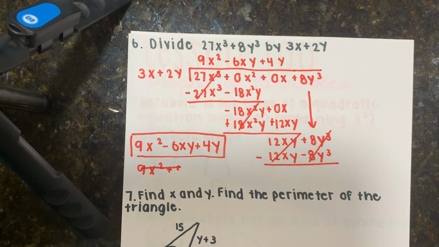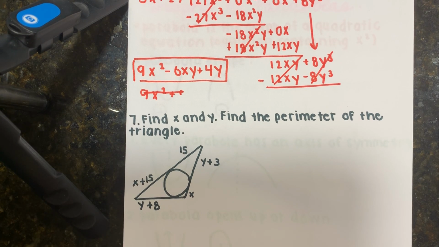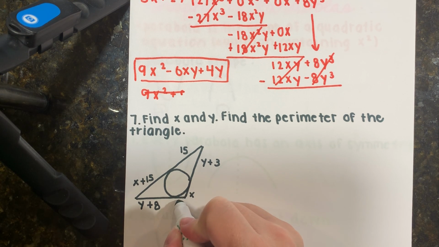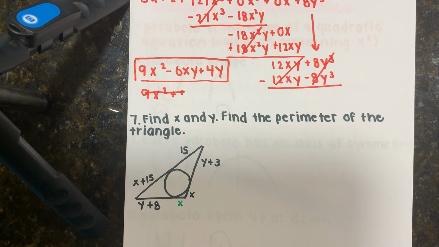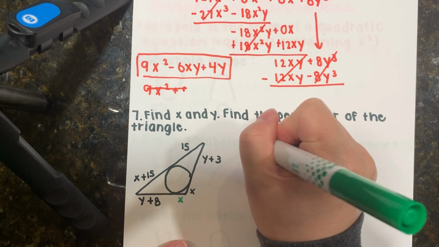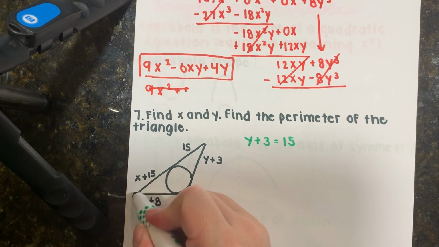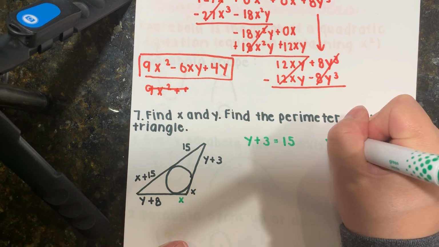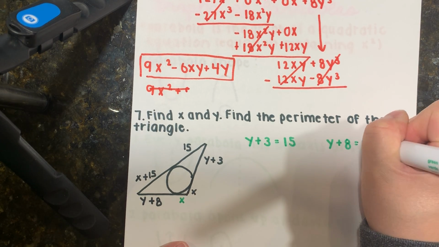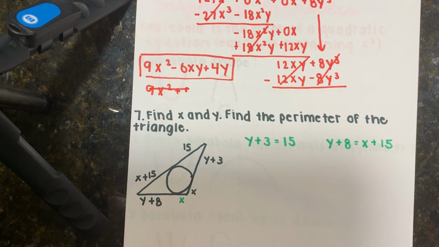Now for number 7, it's a little tricky. So we're solving for x and y, but we're also solving for the perimeter. So what you need to remember is that sides that are tangent to each other of a circle are equal to each other. So that means this side is going to be equal to this side, which makes x equal to x. The other thing we get is that these two lines are tangent to each other. So that means y plus 3 is going to be equal to 15. And these two lines here are tangent to each other, which means that y plus 8 is going to be equal to x plus 15. So I have to solve for what x and what y are equal to.